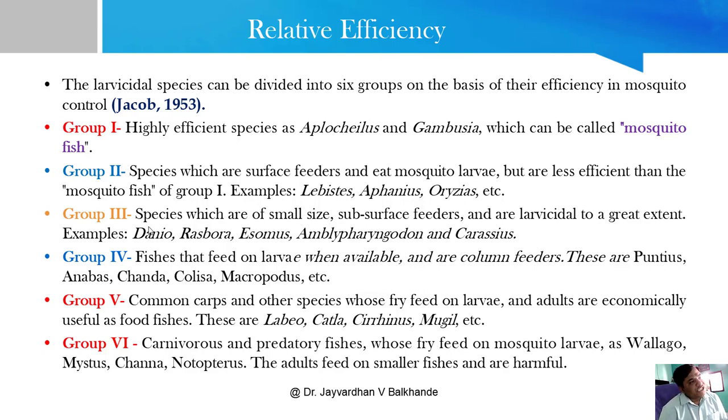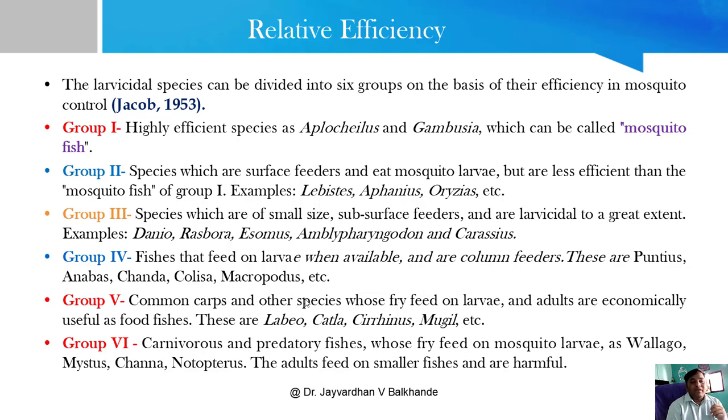Group 3 is species which are of small size, subsurface feeders, and are larvicidal to a great extent. For example, the Danio, the Rasbora, Esomus, Amphiprion, and the Cariceus. Group 4 is fishes that feed on larvae when available. When the larvae are available, they take the larvae in their diet and are column feeders. These are the Puntius, Anabas, Chanda, Colisa, and the macropods.